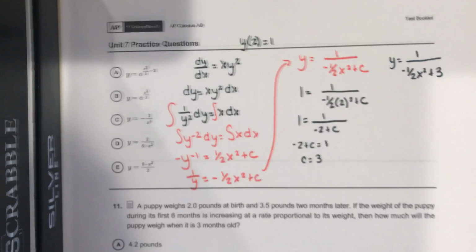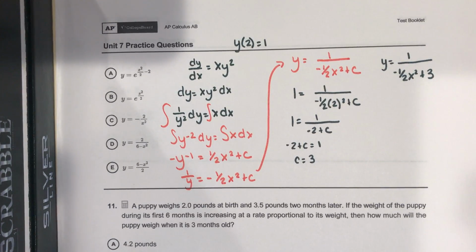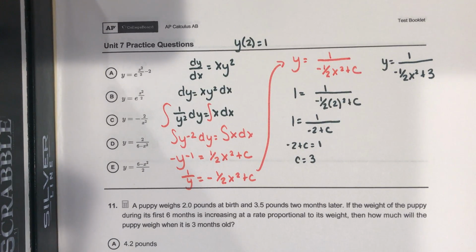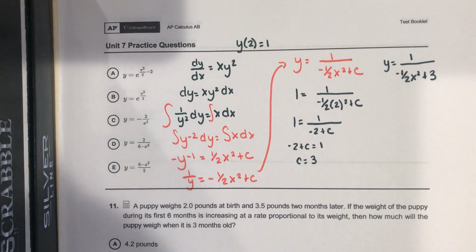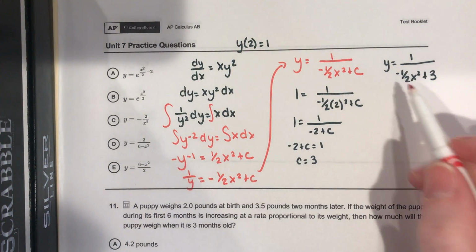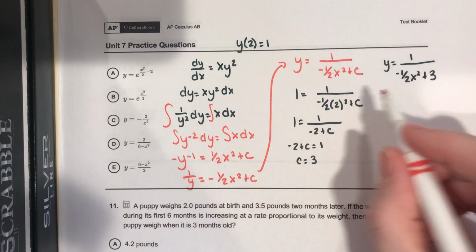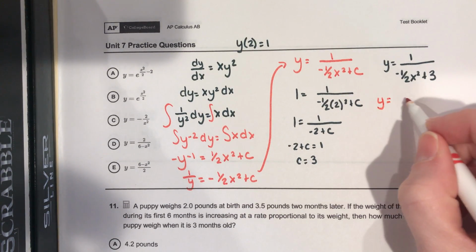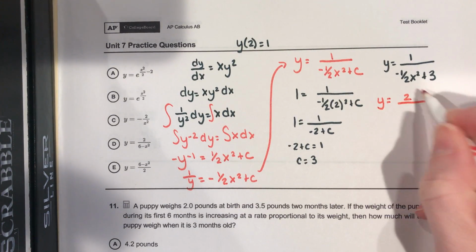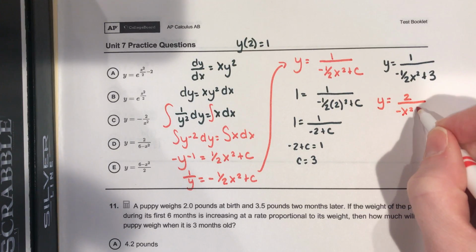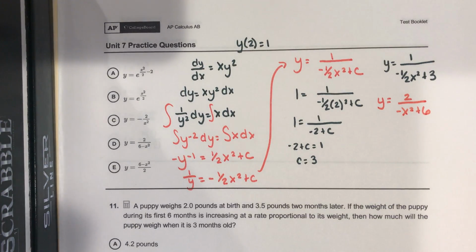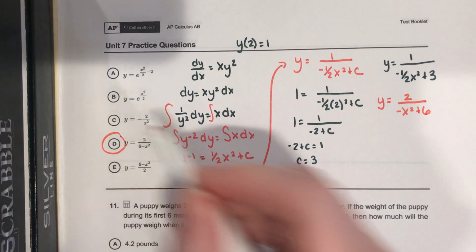Okay, this doesn't match any of the answers. I know it can't be any of the ones with e in it though. And I do have a fraction and a fraction, so if I multiply everything by 2, that'll get rid of that fraction and hopefully match an answer. So if I multiply everything by 2, I get 2 over negative x squared plus 6. And yep, that matches D.